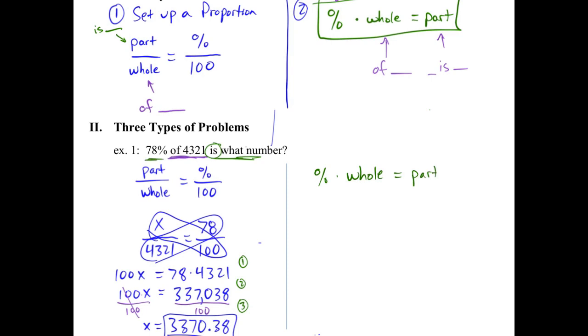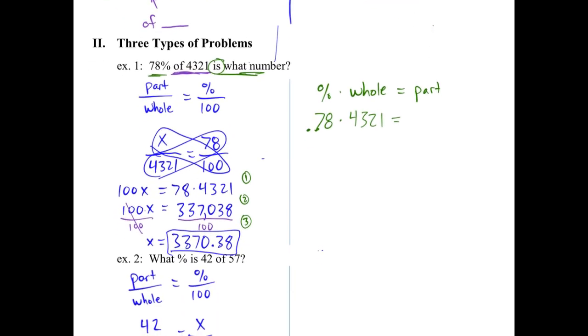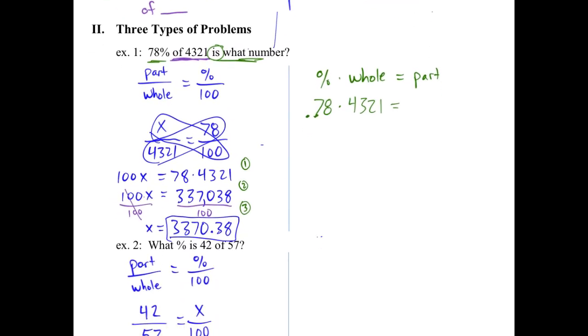So 78%, I can't just write 78 here. I have to do a 0.78. I'm too used to writing it, I messed up my example. But 0.78. And then we have of 4321. So 4321 goes in for the whole. So the beautiful part here is you just multiply the two together. You don't have to do all this cross-multiplying, dividing stuff we're doing. You just do that times that. We should get the exact same answer. So you should just right away jump to 3,370.38.